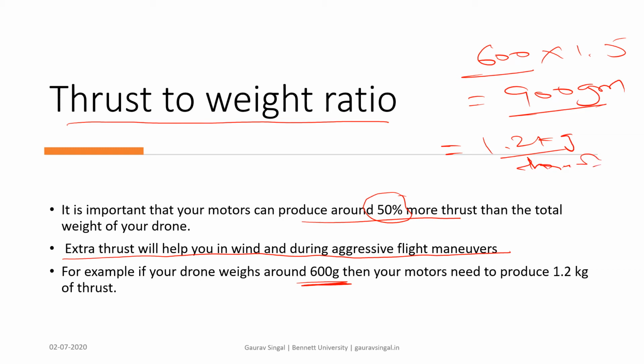Suppose there is any wind condition or a storm, then your drone can still fly easily in that condition. If you take exactly the same thrust as the weight of the drone, and conditions change and the drone gets extra weight due to wind, then you cannot handle that drone and it will simply fall down. So it's better to take extra thrust, which will be helpful to your flying.